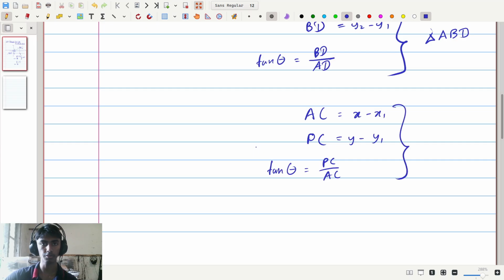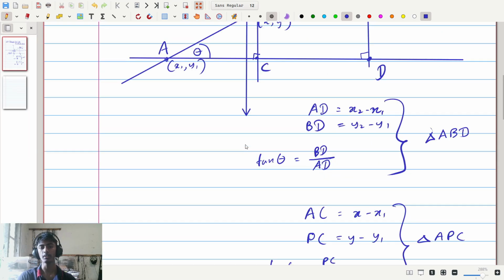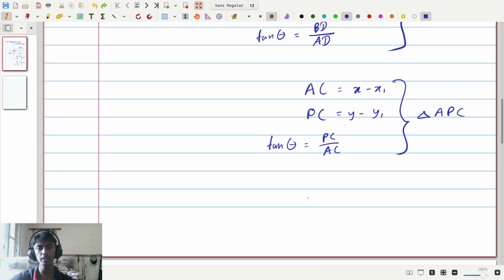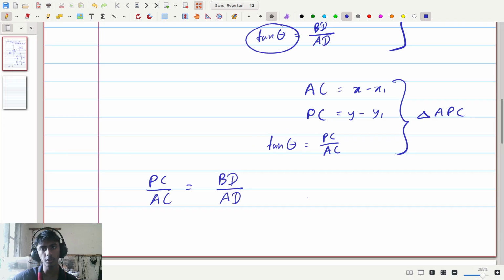These three were found from triangle APC. Now then, the tangent of theta has one value when we consider triangle ABD and another value when considering triangle APC. Combining these two, we can see that PC divided by AC is equal to BD divided by AD, since the two values of tan theta are both the same exact value, so they must be equal. Therefore, the two right hand sides must also be equal.